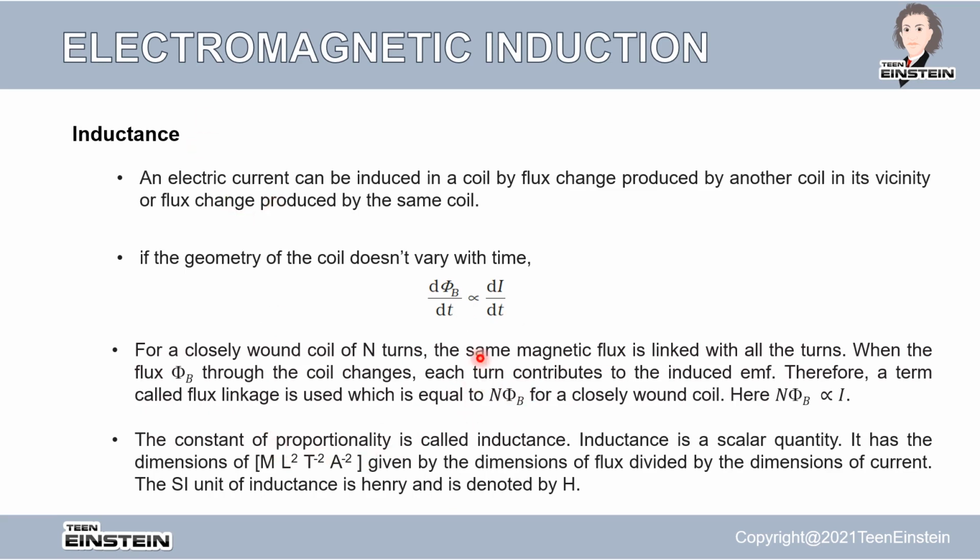The constant of proportionality used in this particular equation is going to be called inductance, and inductance is a scalar quantity. It has the dimensions M L squared T to the minus 2 A to the minus 2, and is given by the dimensions of flux divided by the dimensions of current. The SI unit of inductance is Henry and is denoted by H.